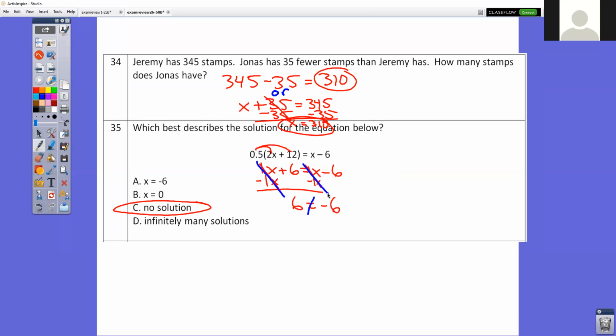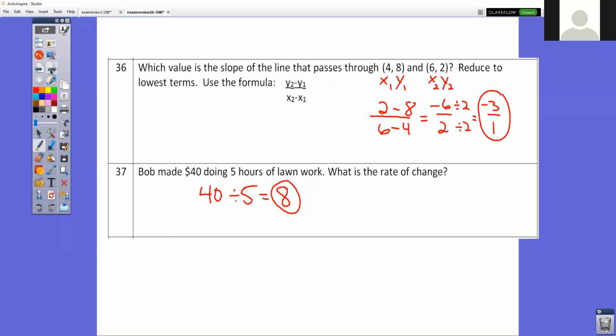It would be infinite if we had the same number on each side, like 3 equals 3. But here we have different numbers, so it is no solution.